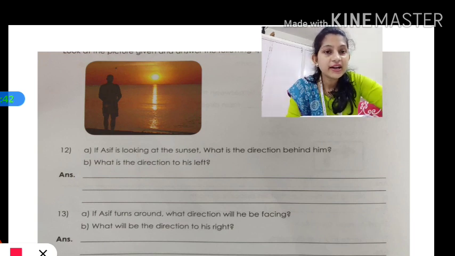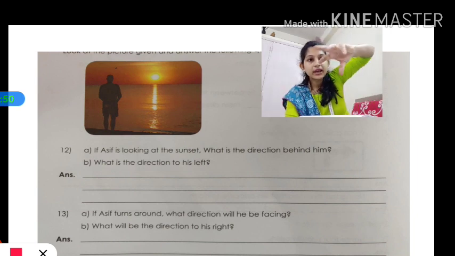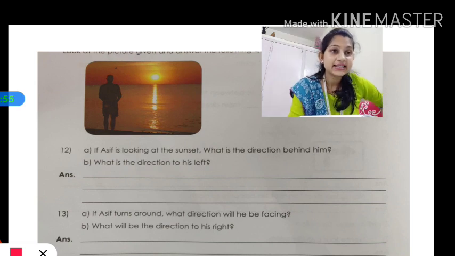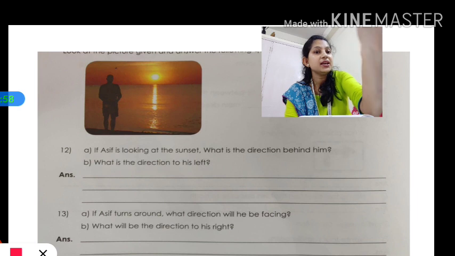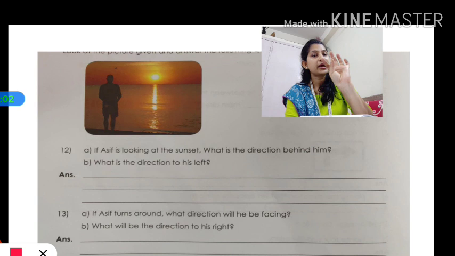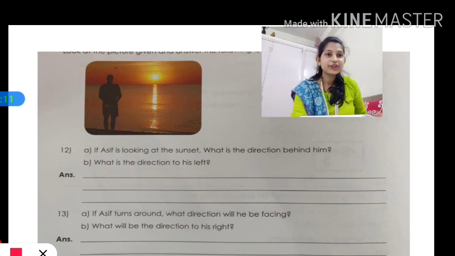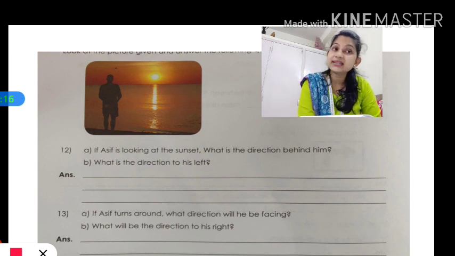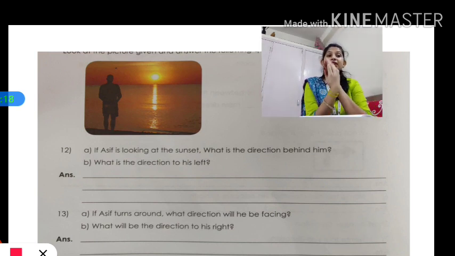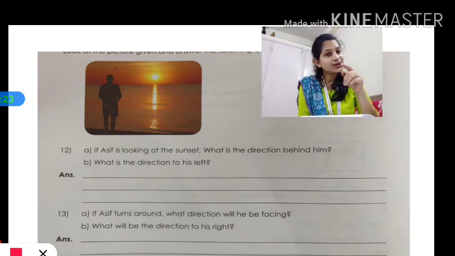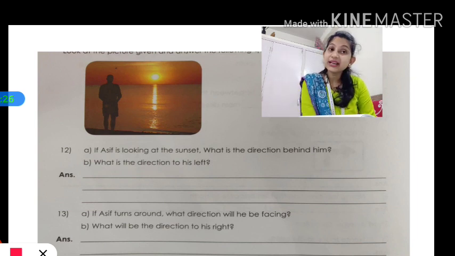Okay, now if Ashif turns around, what direction will he be facing? Turning around, that time he will be facing east. Why? Because right now he is facing sun, that is sunset. Sunsets in west. So if he turns around, then he will be facing east. And what will be the direction to his right? Now since he is turning, so his right will be south. Correct. Try to do it practically, student. That time it will be clearer to you.